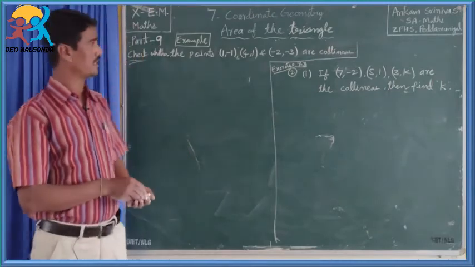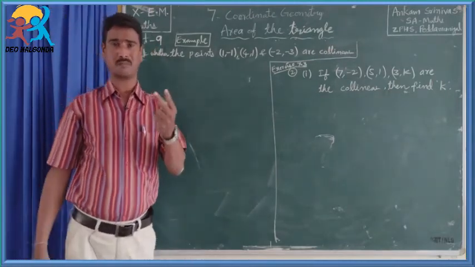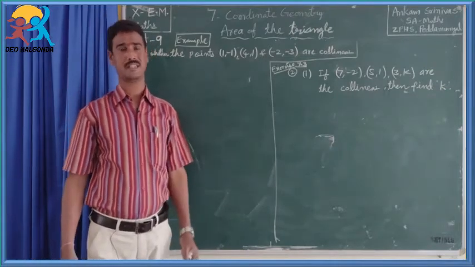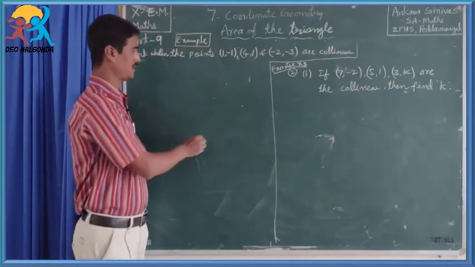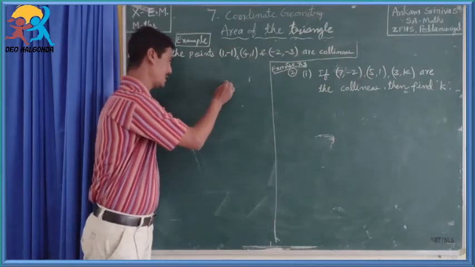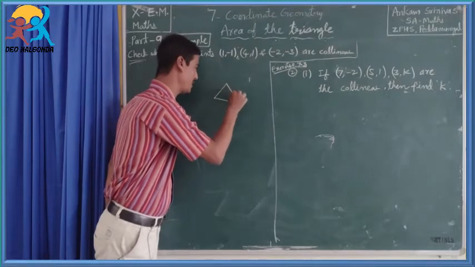Now, area of a triangle. How to form a triangle? If you take three points in a plane which are non-collinear points, suppose A, B, C, these three are non-collinear points. If you take three non-collinear points, they form a triangle.